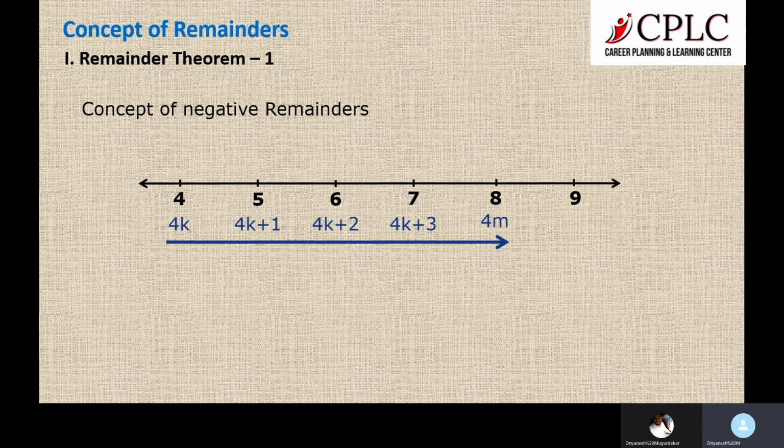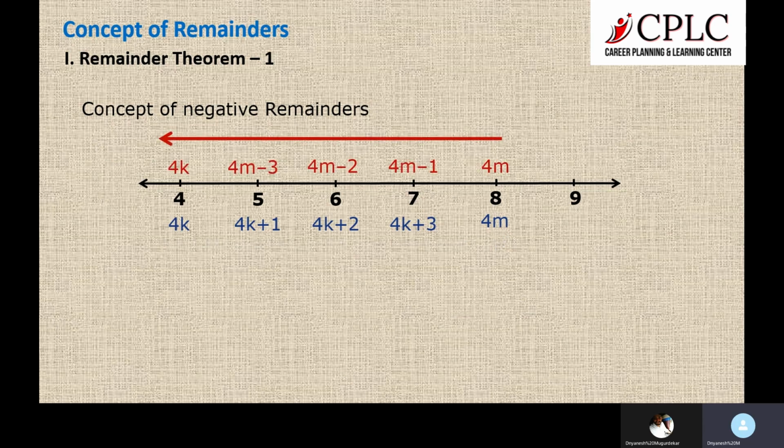Going behind from right to left, we have 8 as another multiple of 4, which is 4m apparently. 7, if we want to write in terms of 8, we get multiple of 4 minus 1, that is 4m minus 1. 6 we get as 4m minus 2. 5 we get as 4m minus 3. And 4 we get as 4k, a multiple of 4 itself.